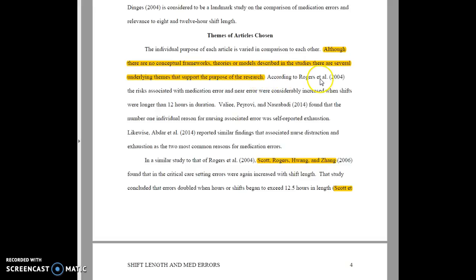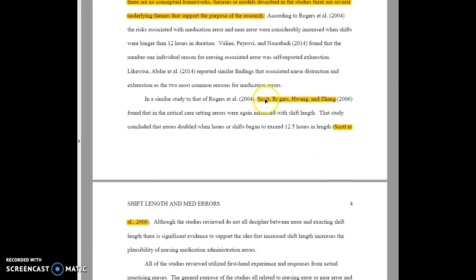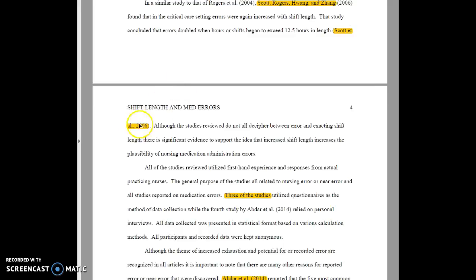You'll notice the different citations here. Any citation, like I have here highlighted, up to 6 authors, you need to list all of the authors the first time you use that citation, and then every citation after that you can use et al. So you'll notice here it says Scott, Rogers, Huang, and Zhang. That's the first usage of that citation, and then after that you can use Scott et al. and the publication year.